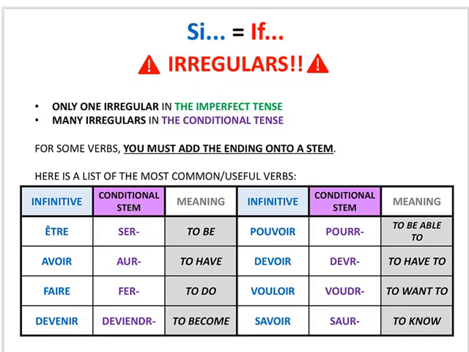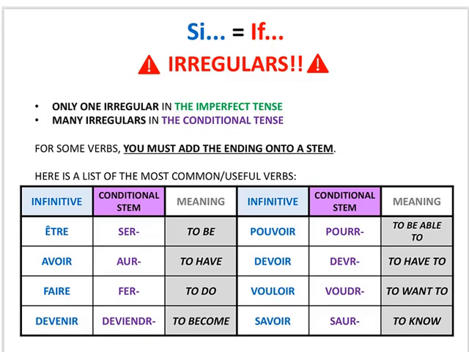There are irregulars in the conditional, as mentioned, and instead of adding those endings onto the infinitive, you've got to add them onto what we call a stem. A stem is something that's used in place of the infinitive verb. I've put a little list of the most common ones in this table below. So être, to be, you use ser, to add your endings onto. So je serais, AIS, I would be.